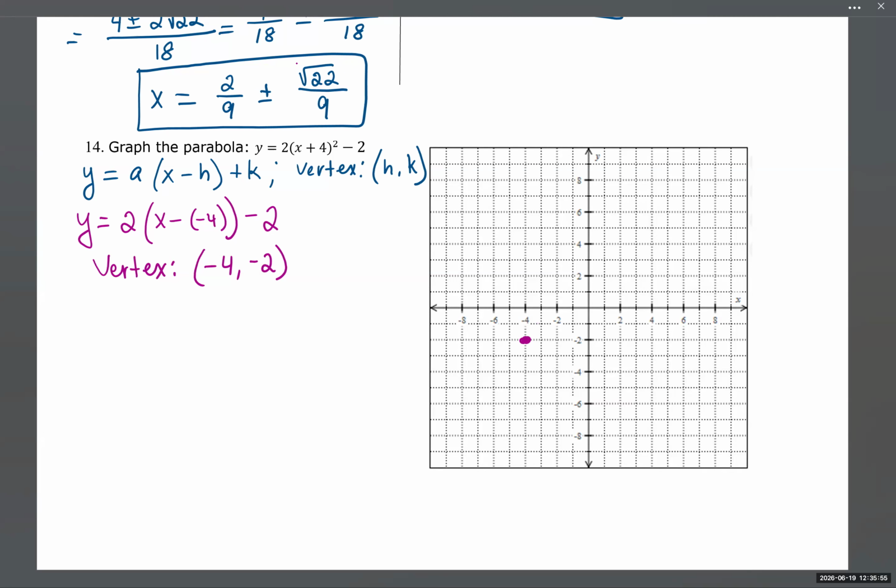Now, once you figured out the vertex, you can start your calculations. My vertex is at -4 on the x. One step to the right from -4 is -3. So the next x that I'm going to deal with is x equals -3. We need to find y. So y equals 2 times -3 plus 4 squared minus 2. That's 2 times 1 squared minus 2. That's a 0. So -3, 0, that's this point right here.